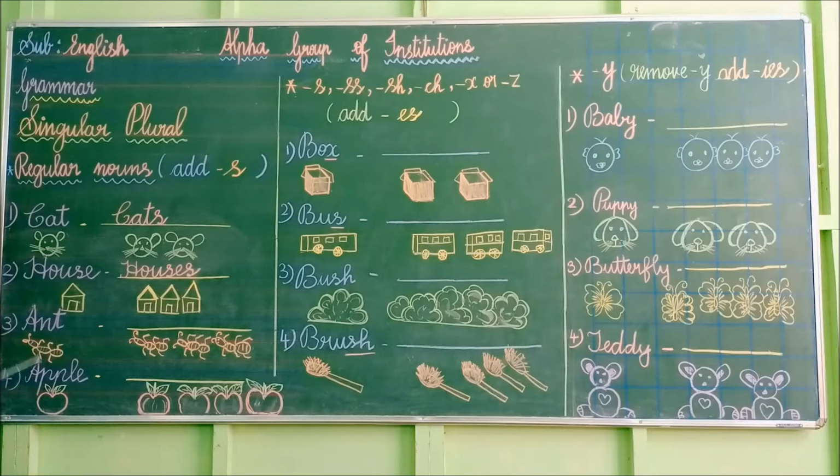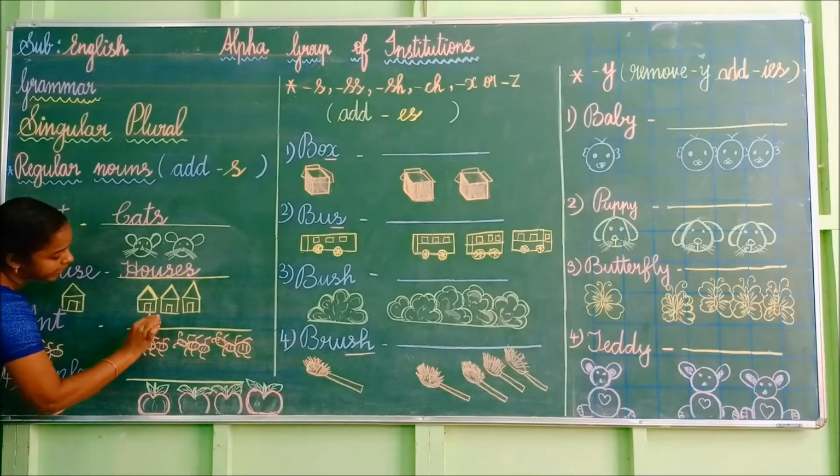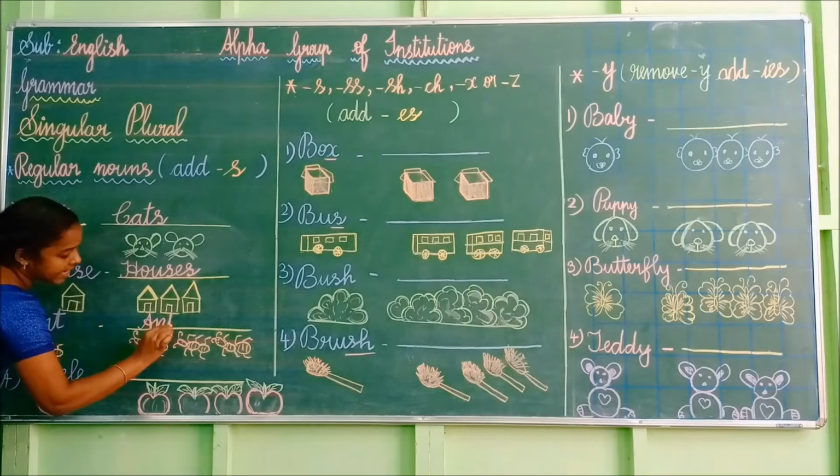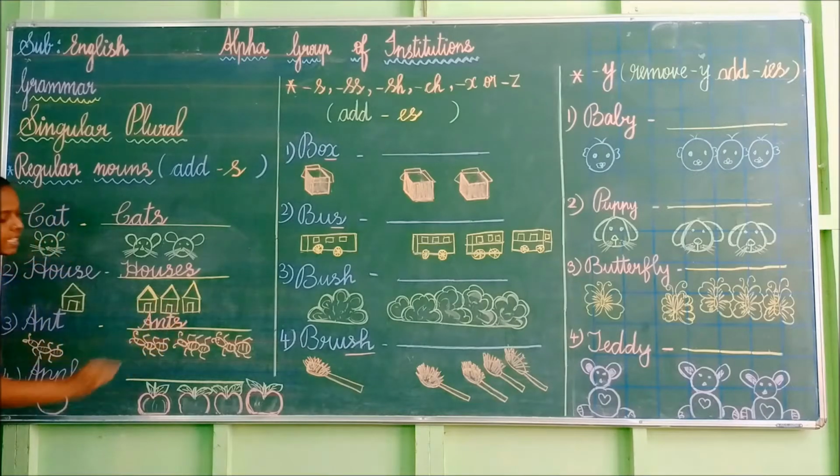Next one. What's this? This is an ant. A-N-T, ant. Here you have 3 ants. So I have to simply add s to the singular noun to change the singular noun into plural. Here the singular noun is ant. The plural form of ant is ants. A-N-T-S, ants.